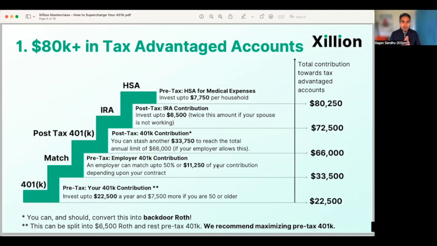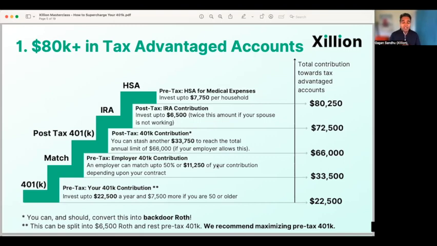We asked all you participants what you wanted to dig deeper into. And the consistent theme we got was the difference between 401k, Roth, IRA, and so on. So we're like, you know what? Let's jump right in.